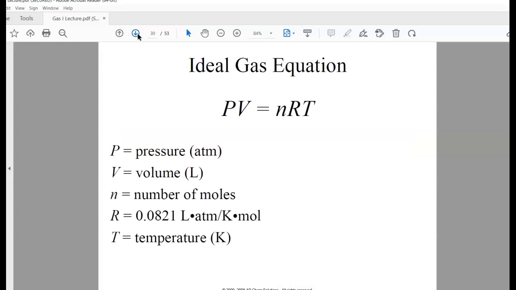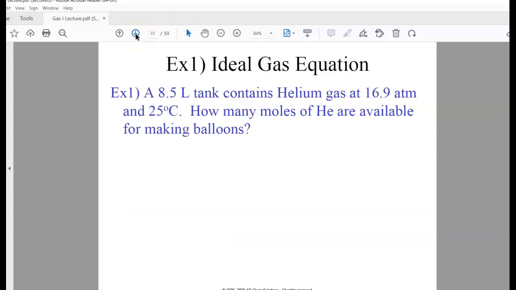And then there was the ideal gas equation. Now remember, we're not changing anything in the ideal gas equation. We're just looking for a missing variable. Lots of times we're looking for the number of moles so we can use it in a stoichiometry problem. You can pause this and try it if you'd like.